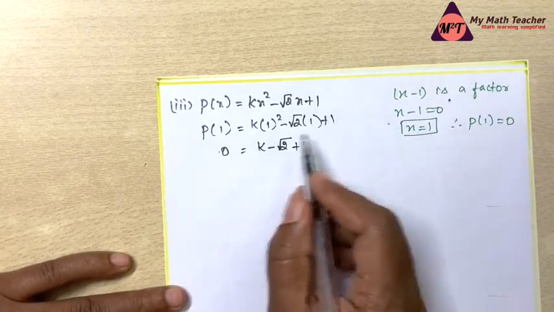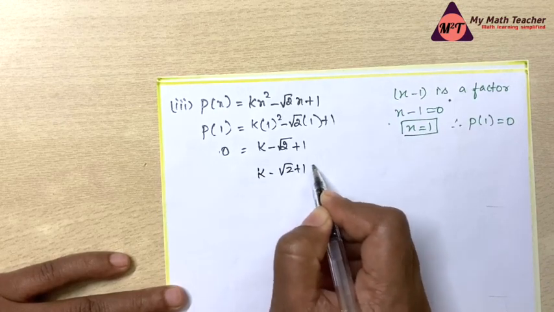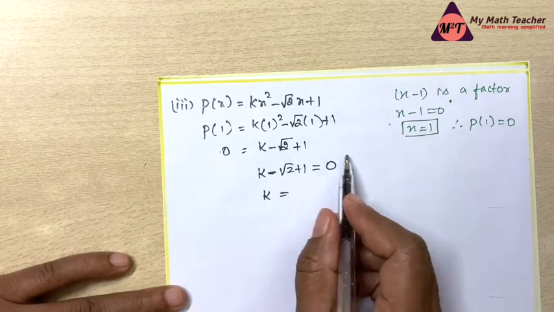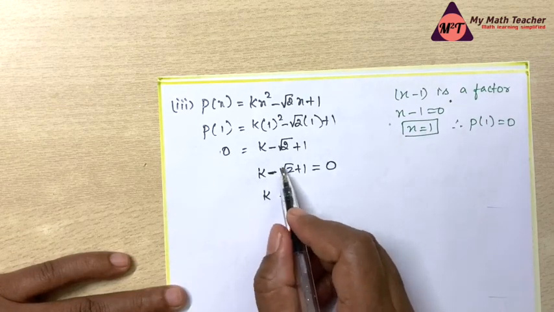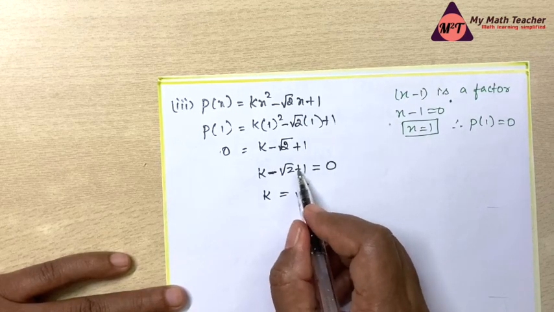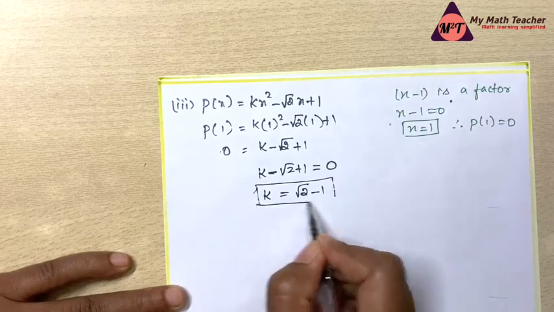Now we need to get the k value. That is, k minus root 2 plus 1 is equal to 0. We need k value. Bring the numerals to the other side. Minus root 2 will be plus root 2. And here we have got plus 1. It will be minus 1. This is the k value.